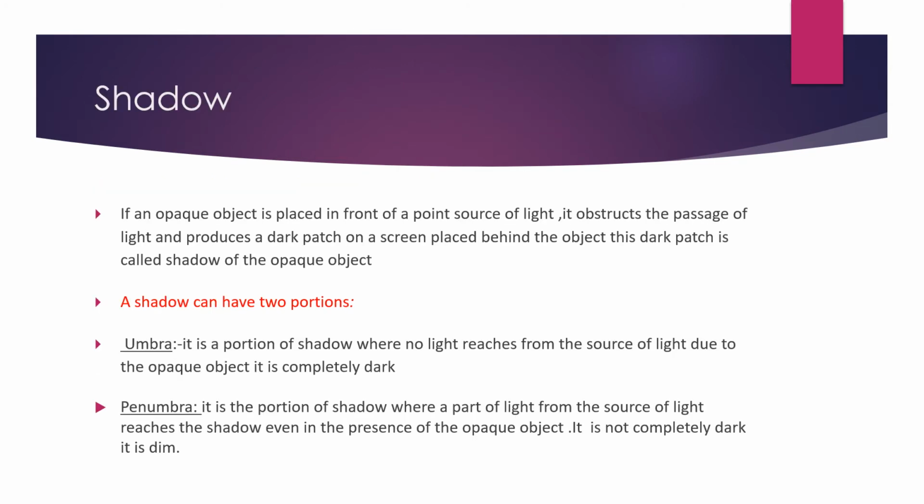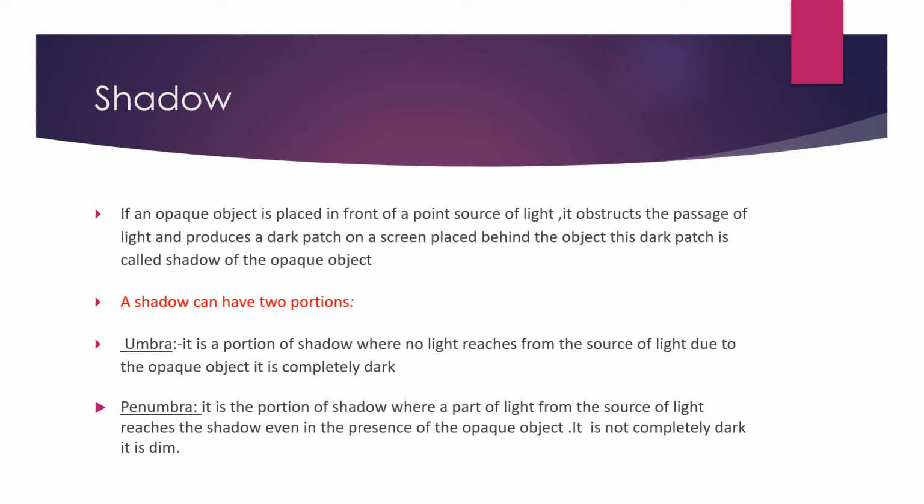Shadow. If an opaque object is placed in front of a point source of light, it obstructs the passage of light and produces a dark patch on a screen placed behind the object. This dark patch is called the shadow of the opaque object. A shadow can have two portions, umbra and penumbra.